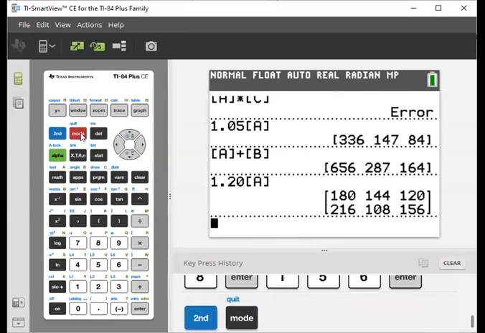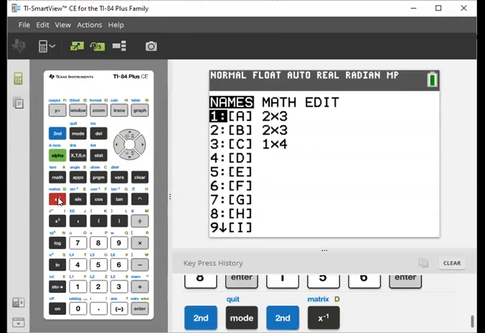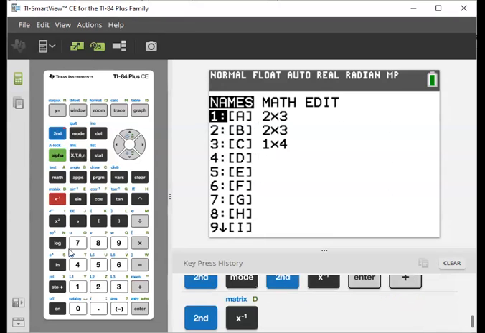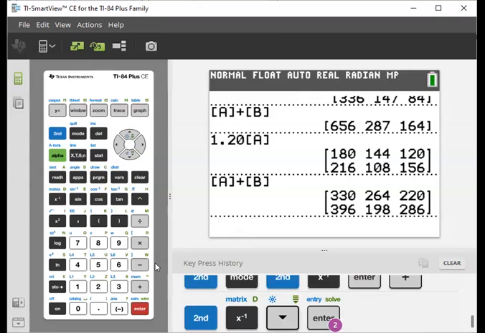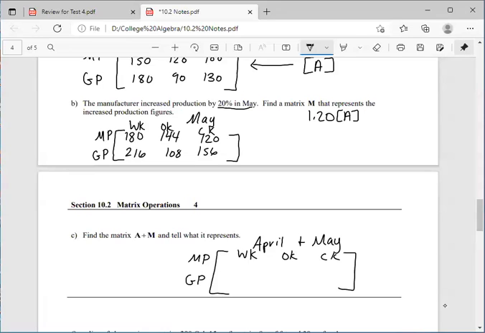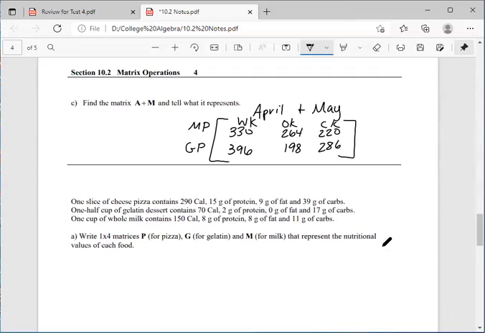After you get it typed in, you're going to say second quit, and we want to add those two together. So second matrix A plus second matrix B. It's going to tell me what my new numbers are, the 330, 264, 220, 396, 198, 286. That's it.